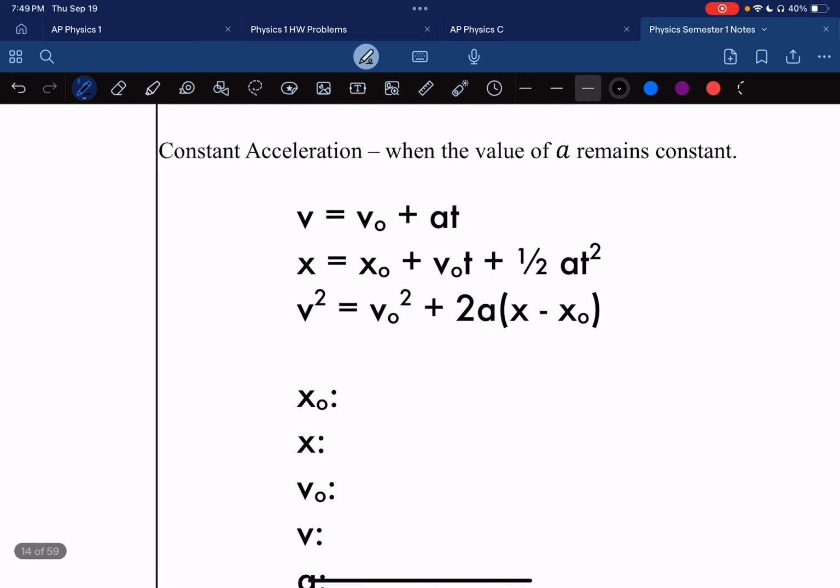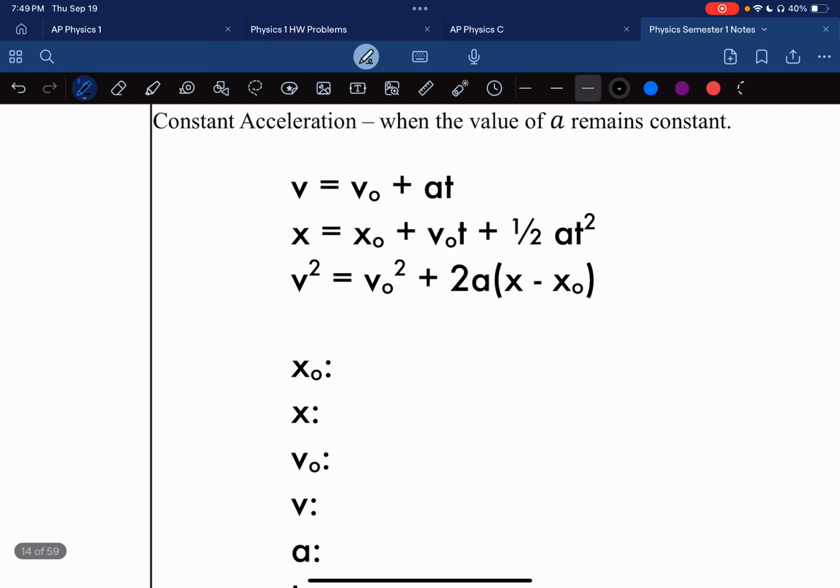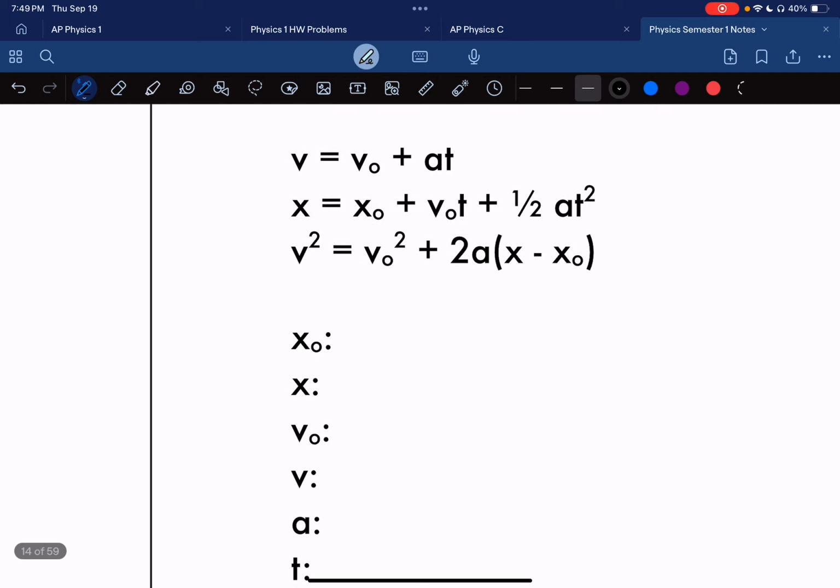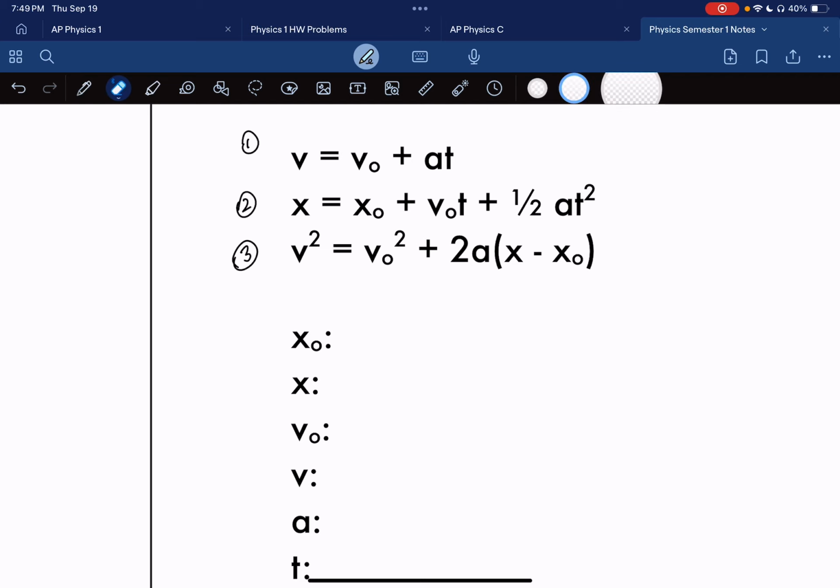So clearly we have some equations in front of us. We use these three equations together when we solve problems. Sometimes we'll use the first equation, which I call equation 1, then equation 2 and equation 3. Sometimes we'll use 2 by itself. Sometimes we'll use 1 and 2. Sometimes we'll use 3 by itself. And there's all kinds of combinations we can do with these.